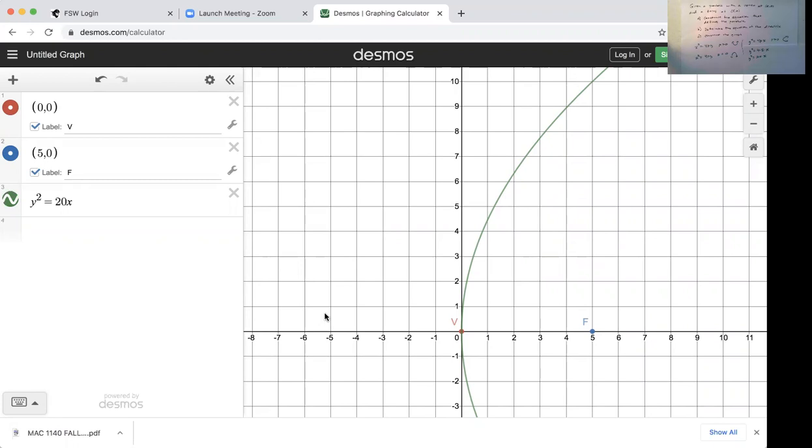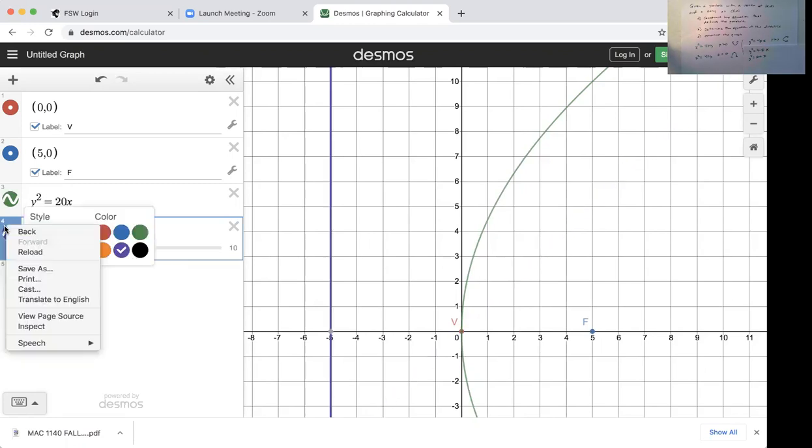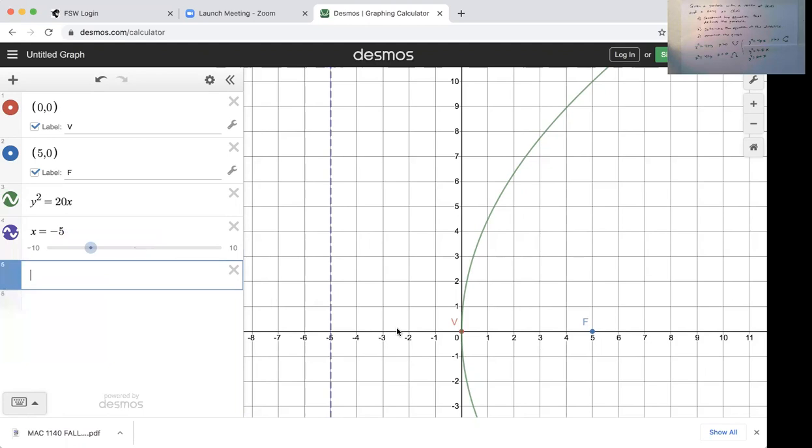But the next thing I need to do is find the directrix. A parabola is the set of points the same distance from the focus and the directrix. So 1, 2, 3, 4, 5 units away, that's p, the distance from the vertex to the focus. If I go back this way, 1, 2, 3, 4, 5, the directrix has to go through this point. In this situation, the directrix will be a vertical line. So our directrix will be x equals -5.